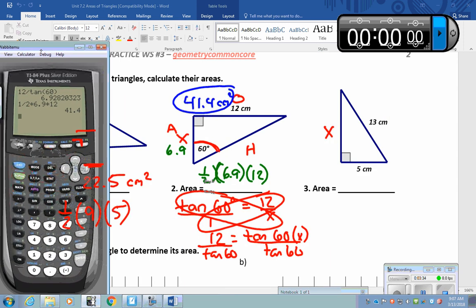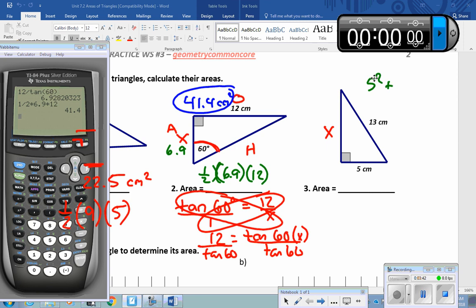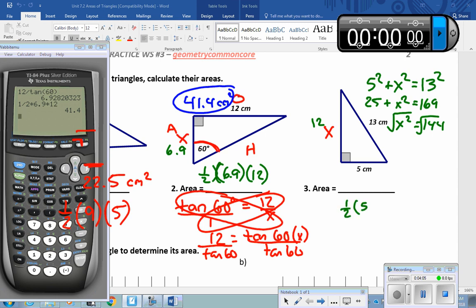And if you remember from 7.1, we actually did this problem. We had to use Pythagorean Theorem, and 13 is the hypotenuse, so it should be 5 squared plus x squared equals 13 squared. Square the 5 and the 13. Subtract 25 on both sides, you get 144, and then square root it, and you get x is 12. So for 3, the area is going to be 1/2 times 5 times 12, which ends up being 30 centimeters squared.